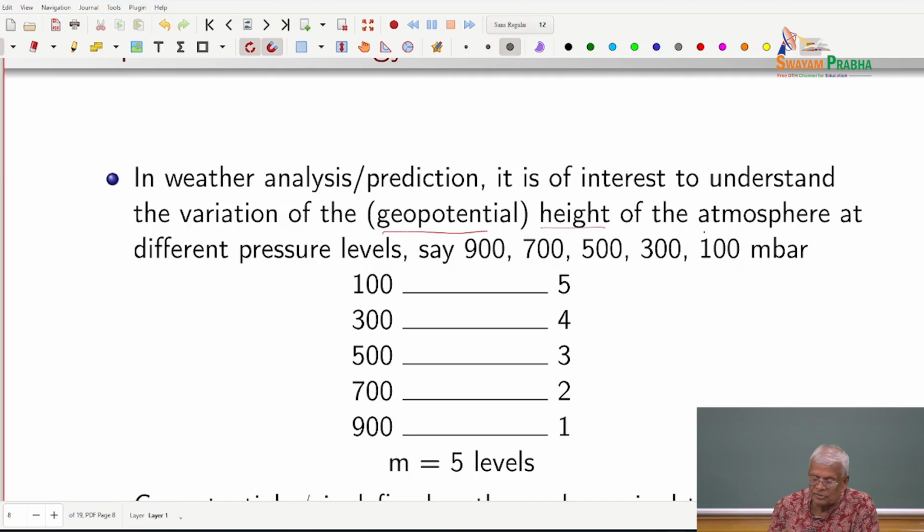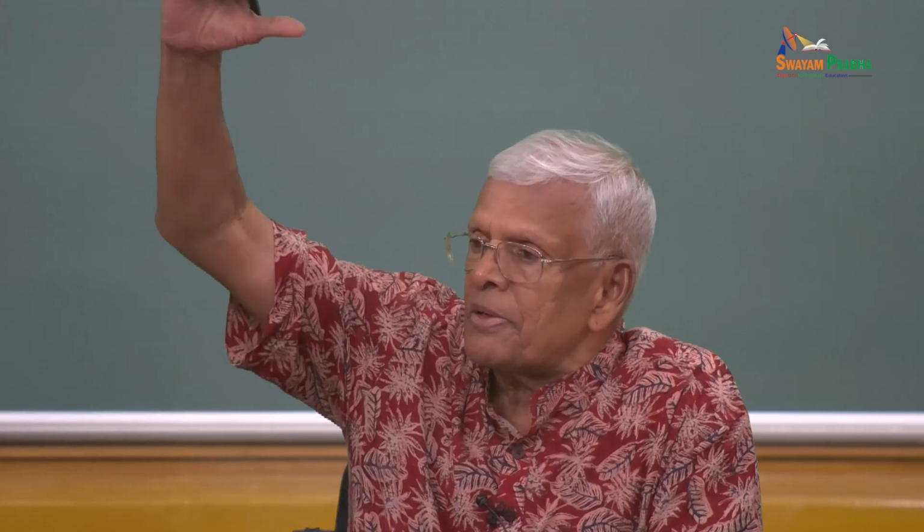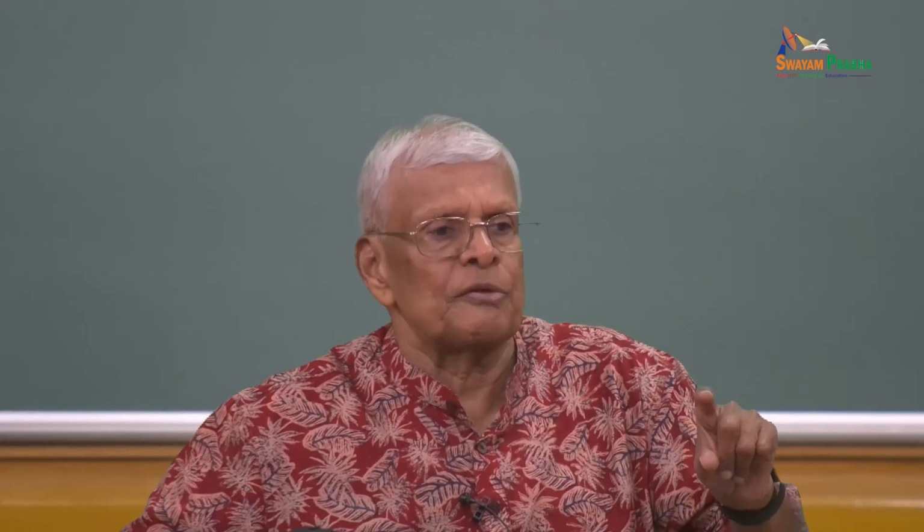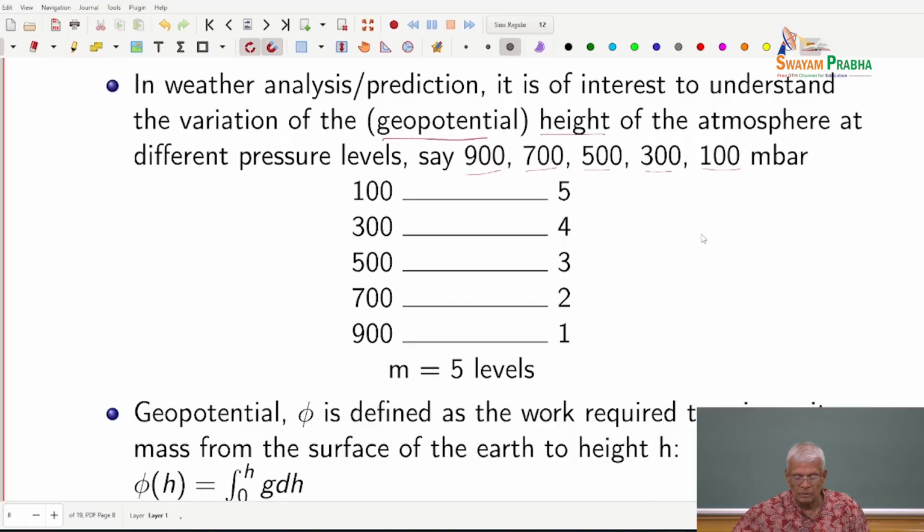So what are the pressure levels? 900 millibar, 700 millibar, 500 millibar, 300 millibar, 100 millibar. At the ground level, it's 1000 millibar. As you go up, the pressure decreases. So we are going to measure height in terms of pressure. We know pressure decreases with height, so pressure can be used as a surrogate for representing height. I have chosen 5 levels, 1, 2, 3, 4, 5. The pressure levels are 900, 700, 500, 300, and 100.